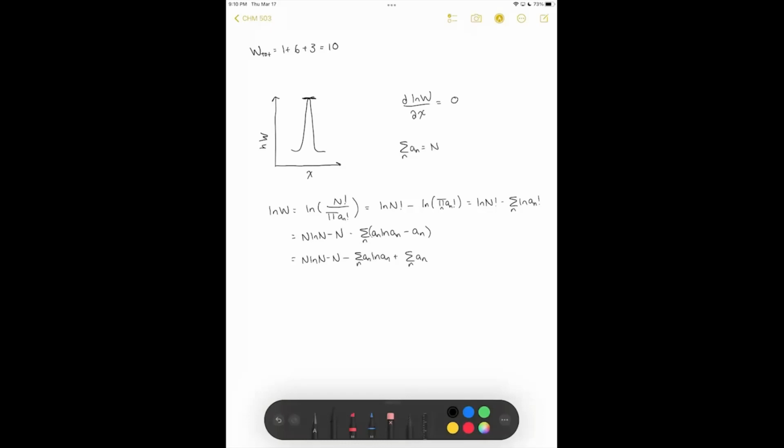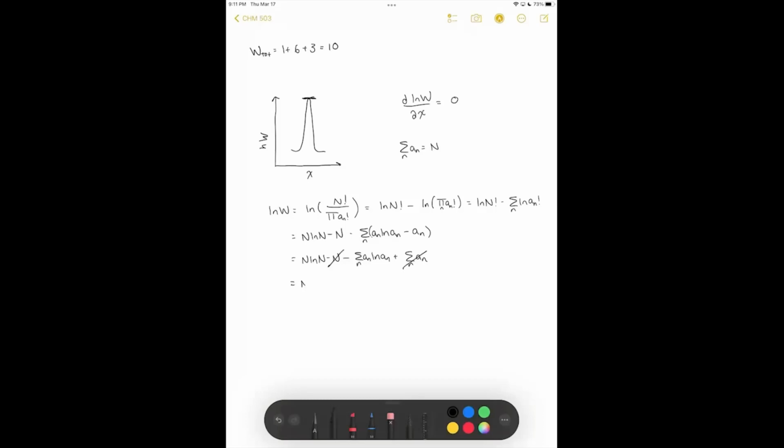Well, consider what these a sub n's are, right? These are the total number of all of the options that we have. So for the coin flip, the a sub n's would be heads or tails. If we have 10 heads and 10 tails, we have flipped 20 coins. And they're related in this way. So with this, we can see that the sum of all of our a sub n here is positive n. That cancels with this negative n, and we can remove those.